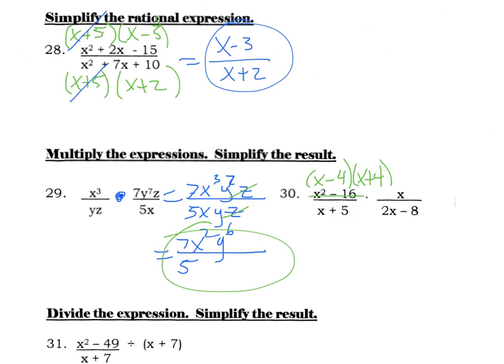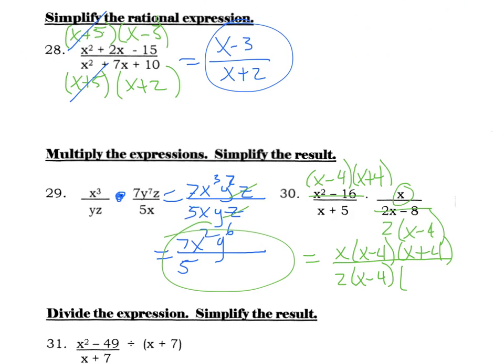This guy down here has a common term, 2. I can pull a 2 out of both parts, x minus 4. And now I can, again, just like before, if at this point you want to cancel the x minus 4s, you can. I'm going to show it all together. So in my numerator, I've got x, comes from right here, then the x minus 4 and the x plus 4. And in the denominator, 2, x minus 4, and x plus 5.